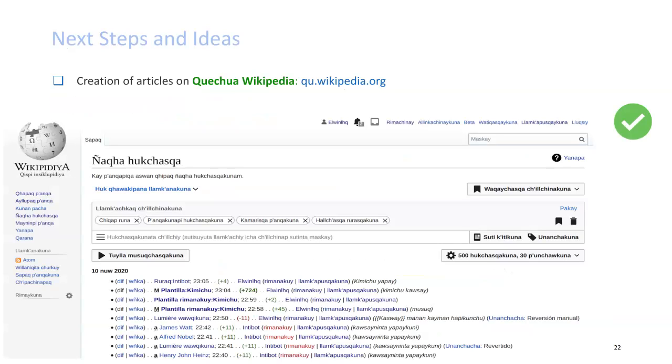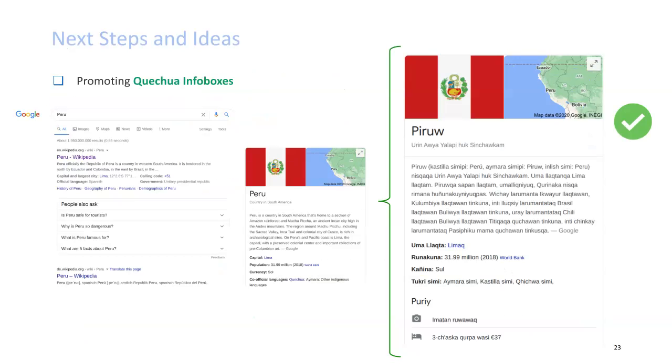Currently, I'm working hard on the Wikipedia in Quechua, trying to create more articles and to fill in information on them. And you could also participate. Please visit Quechua Wikipedia, and you could read a lot, and you could learn new vocabulary, and you could also contribute there. Also, I want to promote the Quechua infoboxes so that when you search for something, you could also retrieve information in your own language, in this case, Quechua.